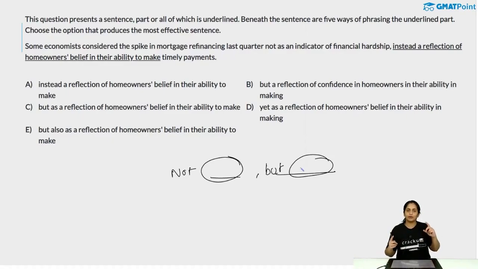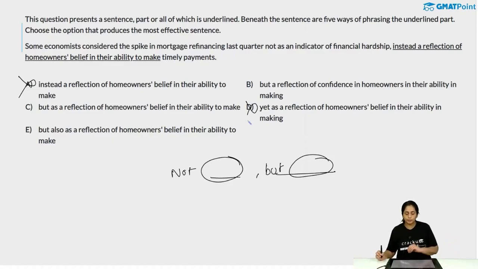Whenever you are doing this, not A but B, that is the only valid way of using the negative format as such. If you start saying not A, it has to be followed by but B. There is no not and instead. That particular format does not make sense. So instead can directly be eliminated. Instead doesn't work. Neither does yet work. It has to be only not and but. So D can also be eliminated for the same reason.